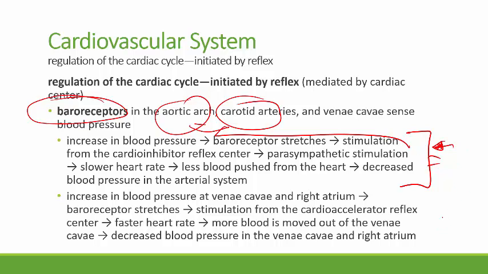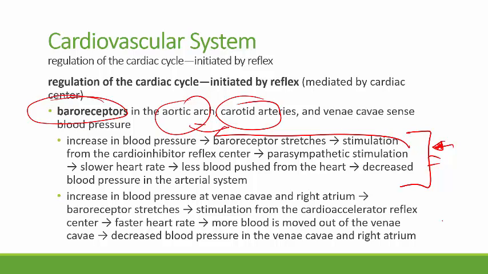If, on the other hand, there is an increase in blood pressure on the venous side of the heart, so if we notice at the superior and inferior vena cava that there is an increase in blood pressure, the way that we can reduce that increased blood pressure and bring the body back into homeostasis is to get the blood out of the venous side. So while it seems a little counterintuitive based on what we just talked about for arterial side control, it makes some sense if you think it through.